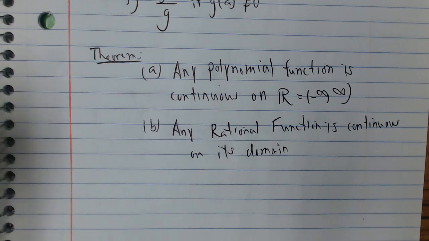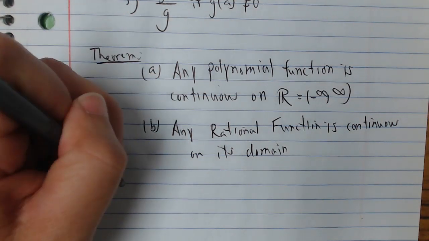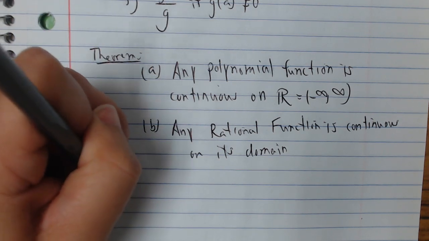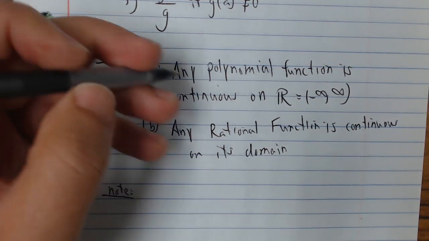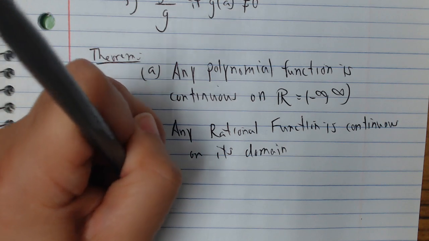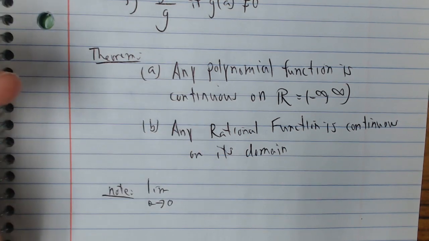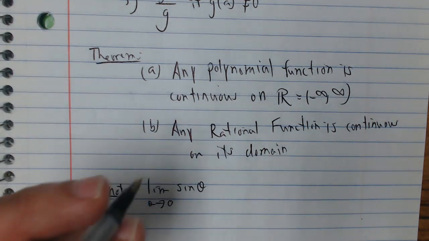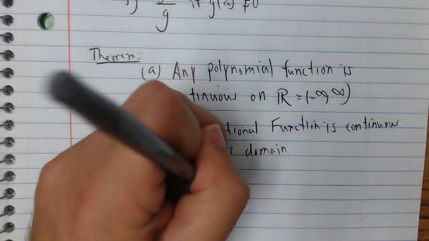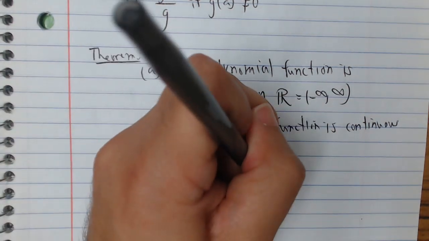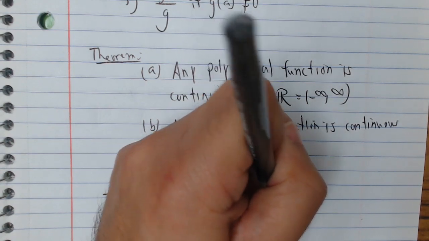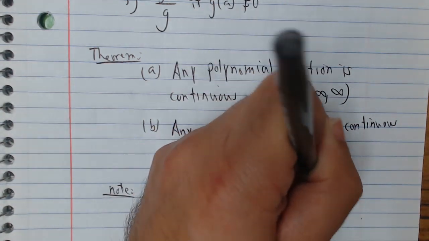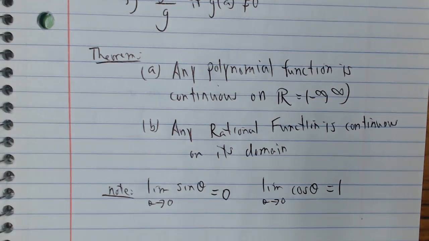Okay, so before we go on to our last theorem, I just want to make a comment here. This we already know, which is some trig function stuff. The limit as theta goes to 0 of sine of theta is going to be 0. And the limit as theta goes to 0 of cosine of theta is going to be 1.